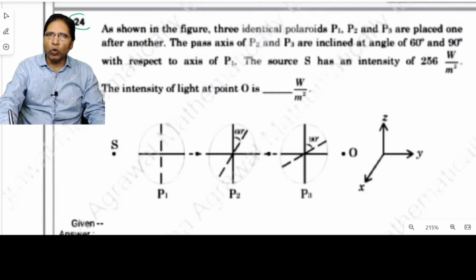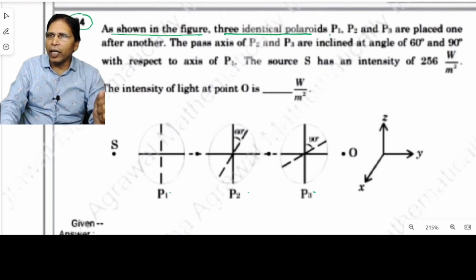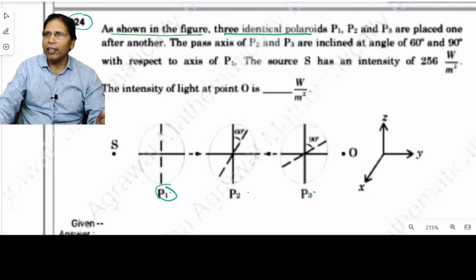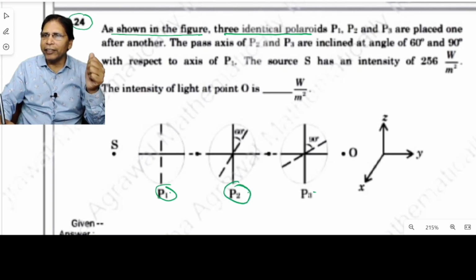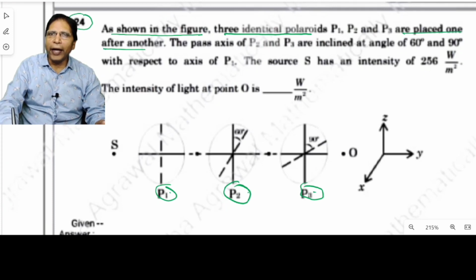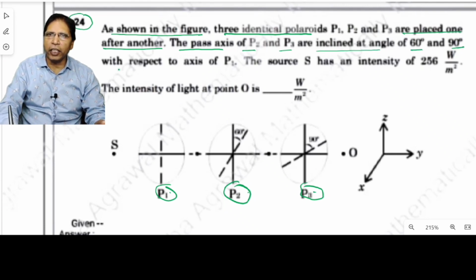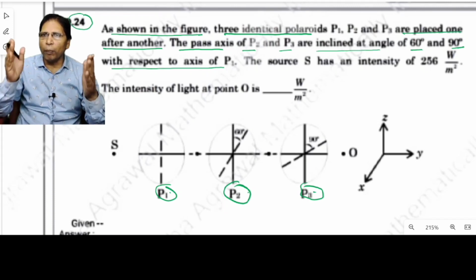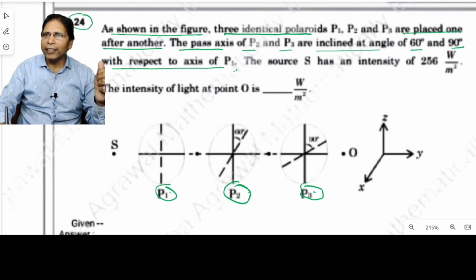Okay. Question number 24. As shown in the figure, P1, P2, P3. Three identical Polaroids are placed one after another. The pass axes of P2 and P3 are inclined at an angle of 60 degree and 90 degree with respect to the axis of P1. The source has an intensity of 256 watt per meter square. Now we have to calculate the intensity at this point.